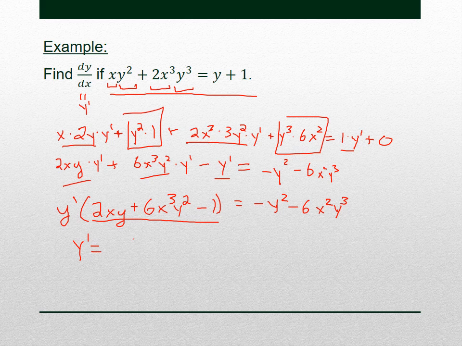Okay, then once we've got that y prime factored out, we're going to divide by the stuff in these parentheses. And that's going to isolate y prime, so we'll have solved for it. So the right side stays the same. And then we'll divide by that stuff in the parentheses.